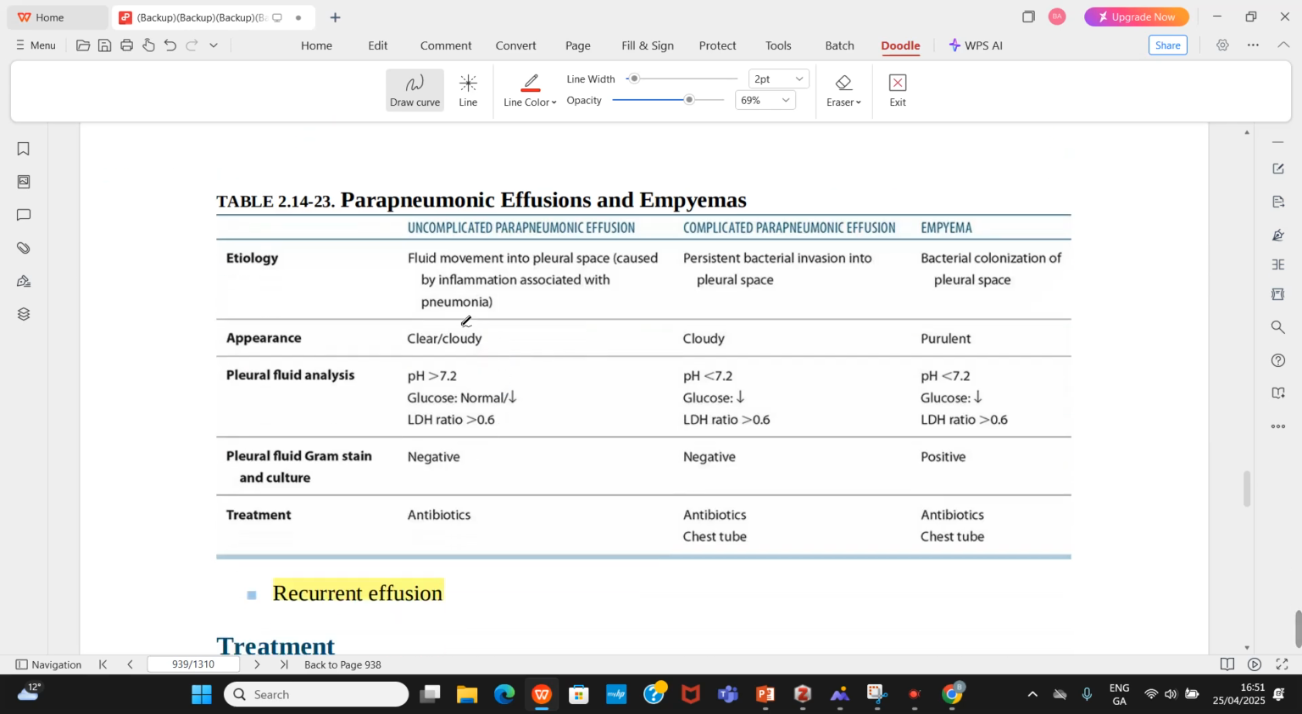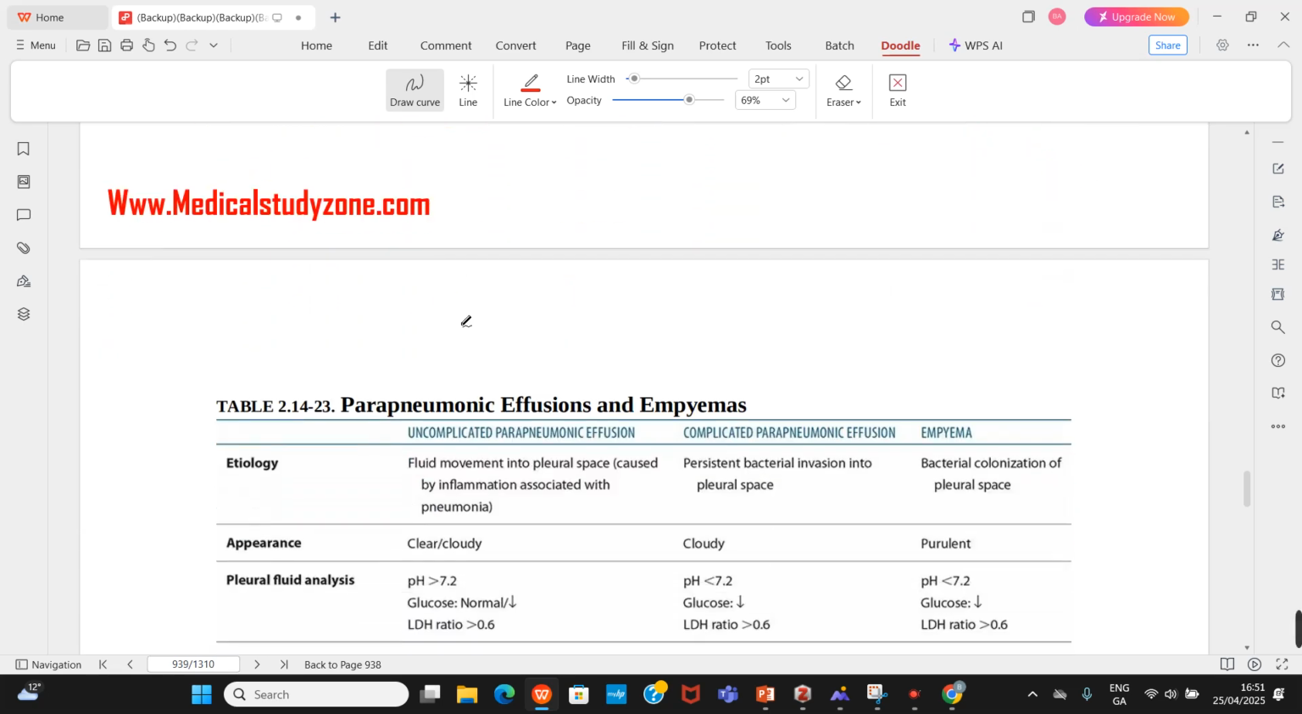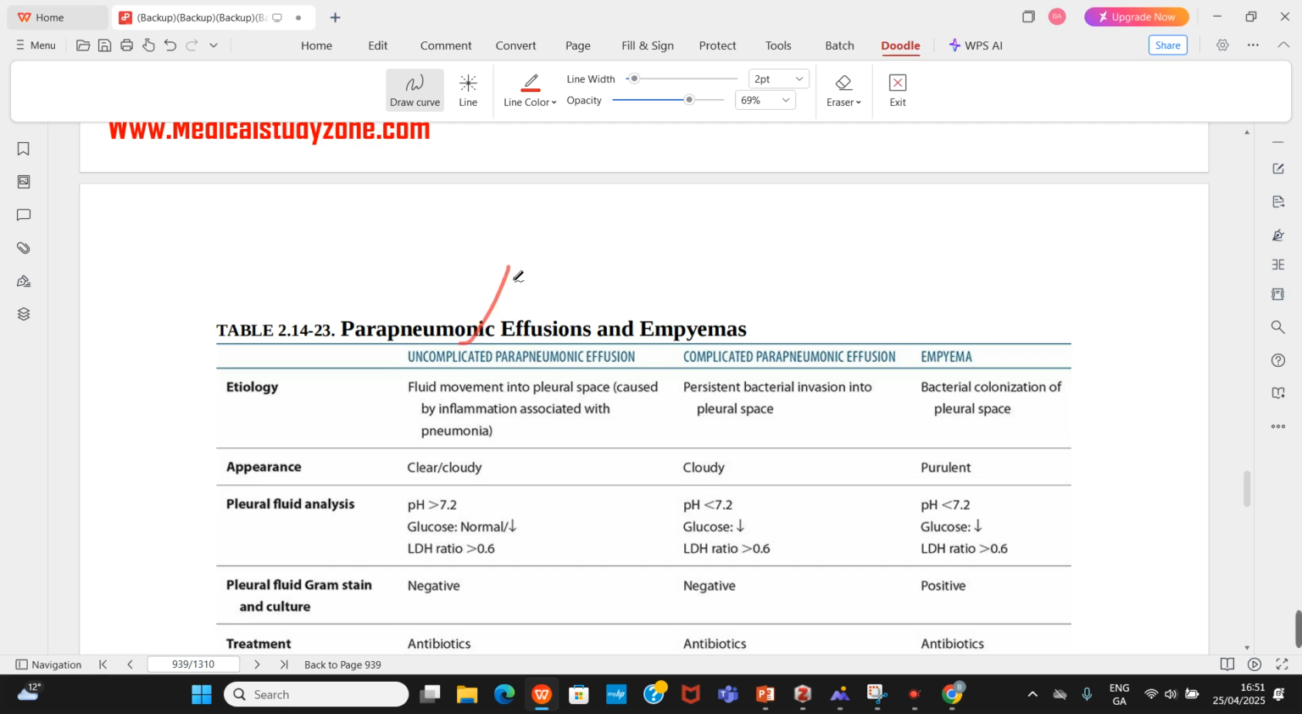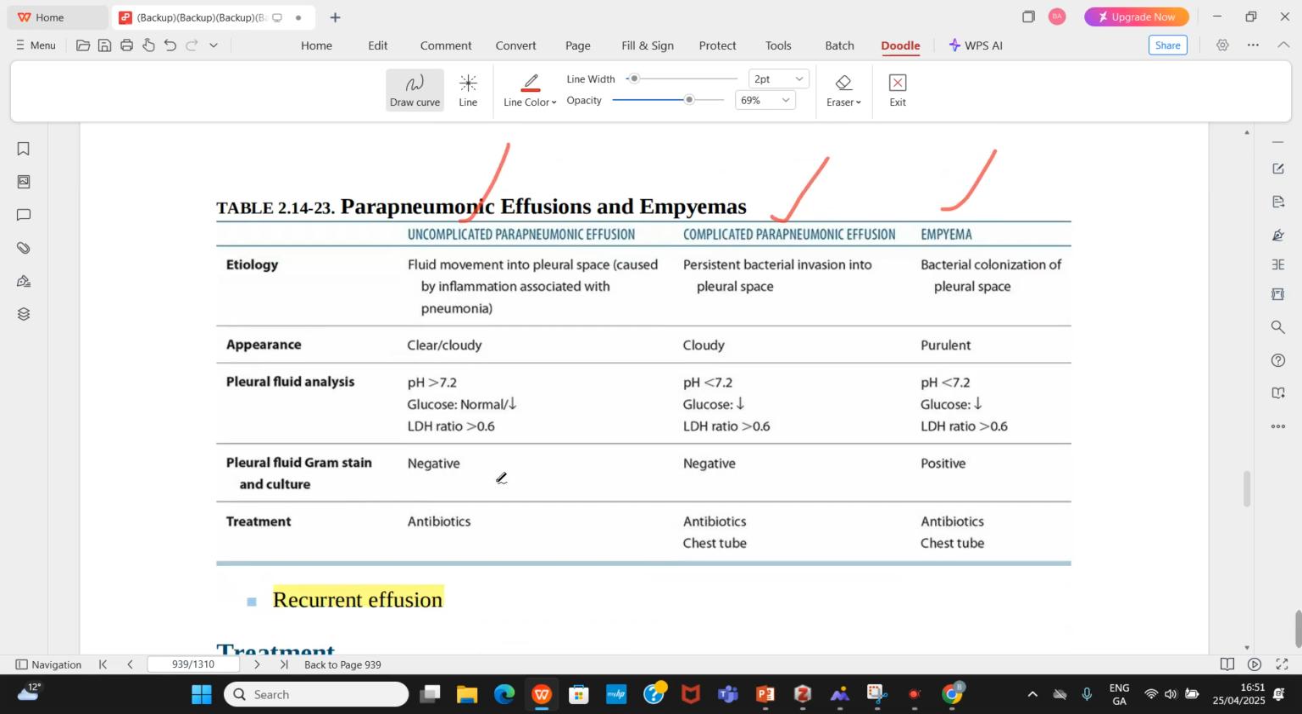So what are the features of the different types of parapneumonic effusion? We have uncomplicated parapneumonic effusion, complicated parapneumonic effusion, and empyema. The uncomplicated one is just fluid. Bacteria is not there. So in that kind of person, you don't need to put in a chest tube because there's not much bacteria there. That's why we say that it's uncomplicated. It's just fluid moving into the pleural space because of the pneumonia. Bacteria is not usually there, so it can appear clear or cloudy.